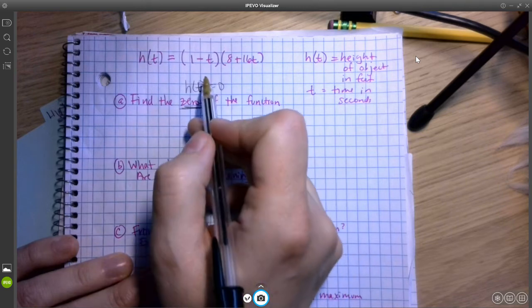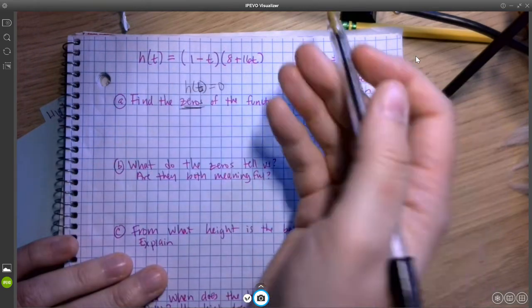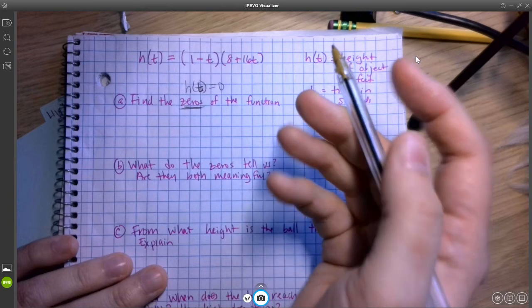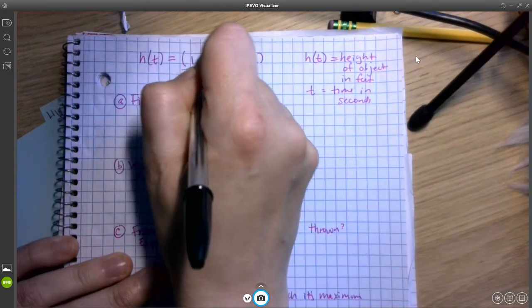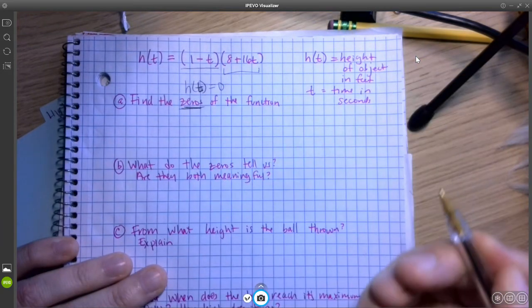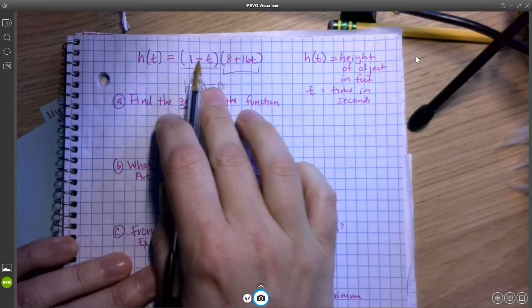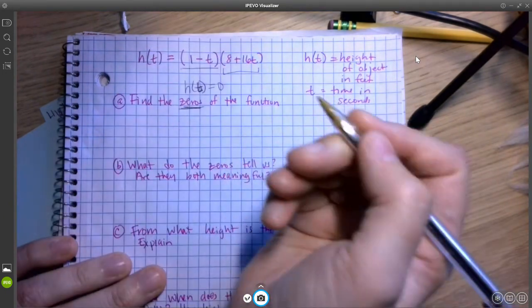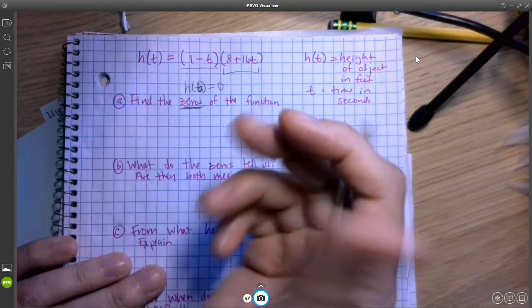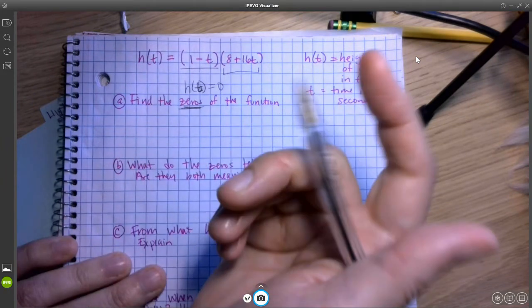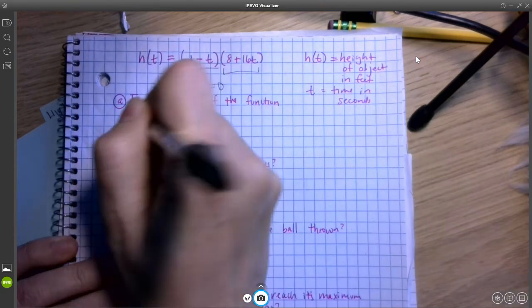What we've learned is that when an equation is in factored form, we can see the two factors of the equation, and if either factor equals 0, if 1 minus t equals 0 or if 8 plus 16t equals 0, it doesn't matter what the value of the other one is. When you multiply by 0, the value is going to be 0. So I just think about solving two easy problems. 1 minus t equals 0.